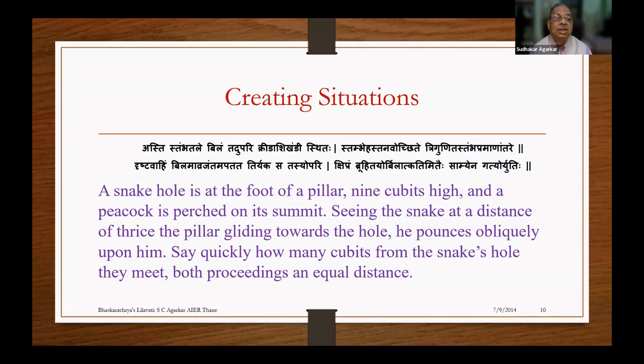So the translation is, a snake hole is at the foot of a pillar, 9 cubits high. So the height of the pillar is 9 cubits. Cubits means hand.